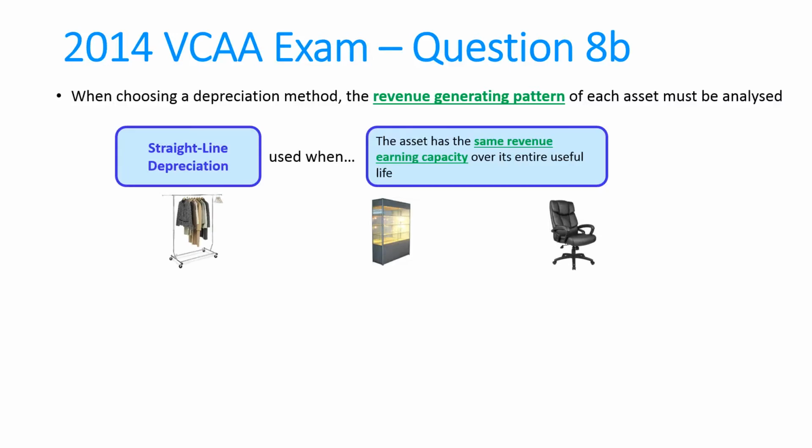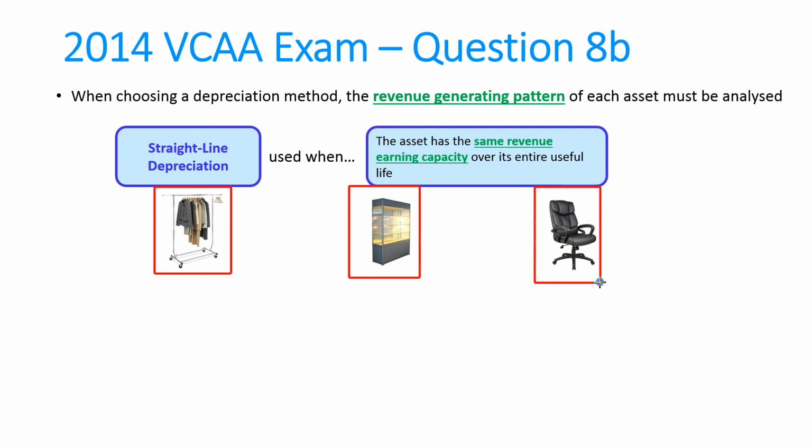So you're going to use straight line depreciation when the asset has the same revenue earning capacity over its useful life. For example, a clothes rack, fixtures and fittings, that is equally adept at earning revenue in its first year as it is in its last year. It's an inanimate object, it just hangs things, it doesn't get any more or less efficient, doesn't have any moving parts. A display cabinet would be the same, an office chair would be the same. These are all things that are going to earn the same amount of revenue at the beginning as they will at the end.